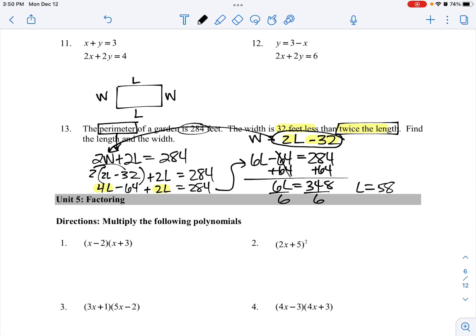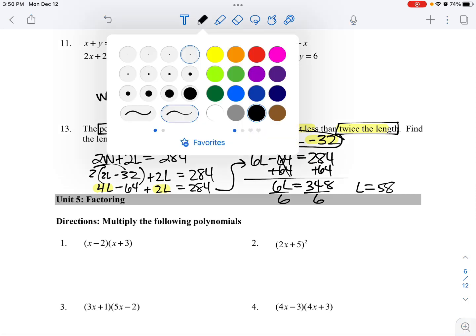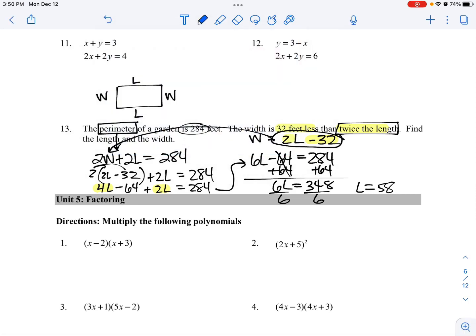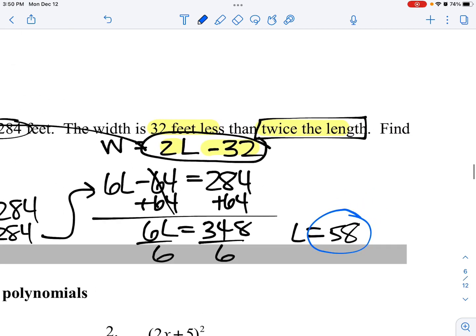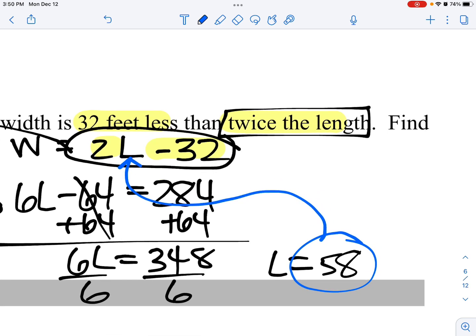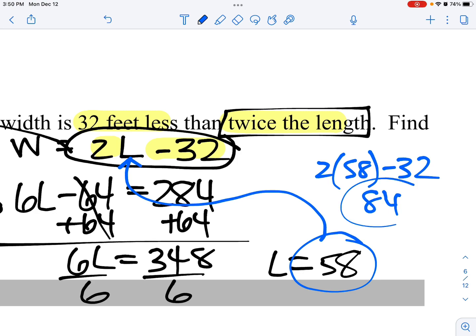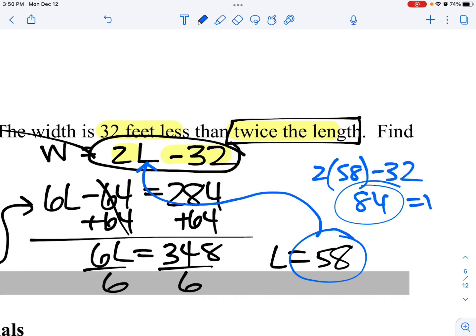Okay. And then last thing you want to do to figure out what the length is, because it does want the length and the width, is I'm going to take this L and I'm going to plug it in wherever is the easiest spot you can find to plug it in. When I take 58 times 2, I get 116, and then minus 32, you get 84. So I did 2 times 58 minus 32, and that gives me 84. That, my friends, is my width.